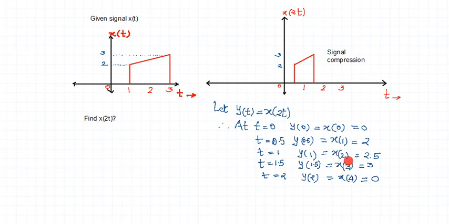What is the value of x of 3? I get this value in the original signal. So x of 3 is taking a magnitude of 3. Right? So you can see here, that's why y of 1.5 becomes 3.